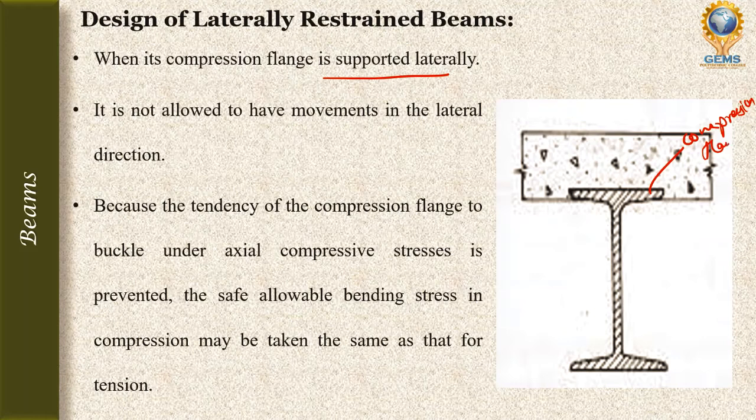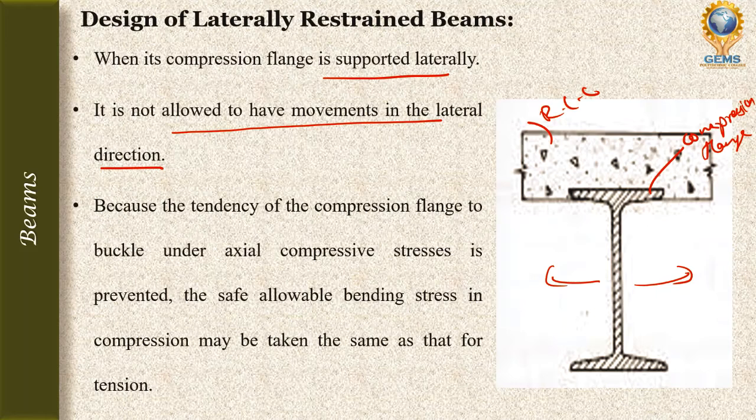So this compression flange is supported by some RCC work or some other. So it is supported. So what will happen if the compression flange is supported laterally, means it is not allowed to have a movement in the lateral directions. So it will not move in any lateral direction. So what will happen? It will stick firmly to the structure. So we will call it a laterally restrained beam.